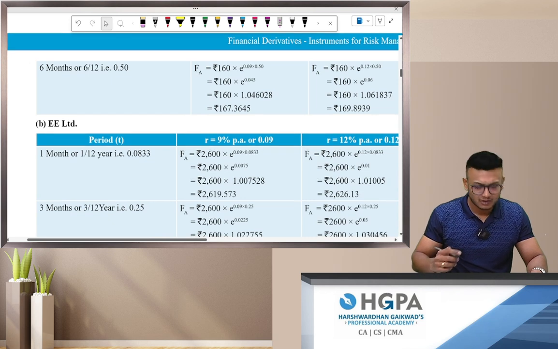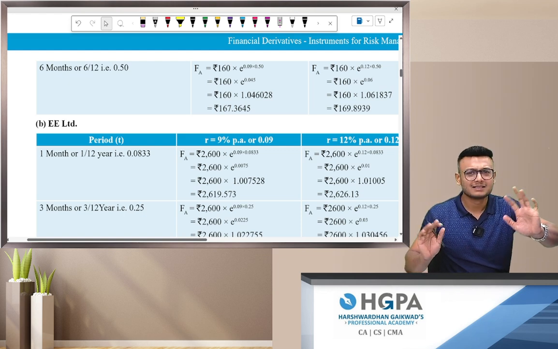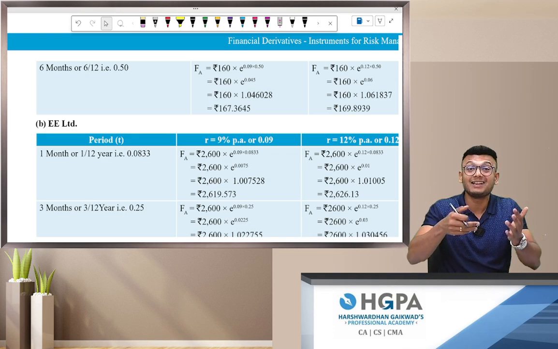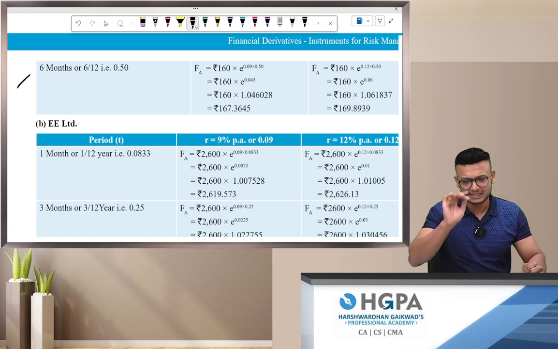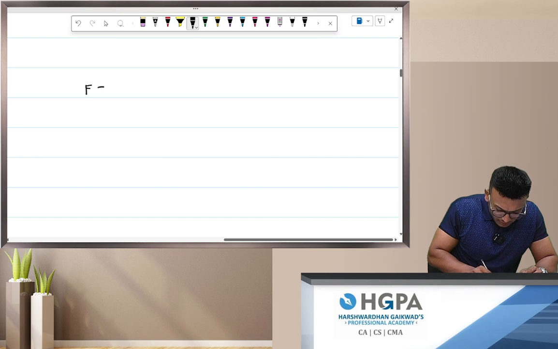What we are doing is DD Limited. We'll do one, the rest you do for homework. There is no need to do everything. Just do one company so that you understand, because the main questions come after this question. We'll do this also, for 6 months. How will you do it? Very simple. F is equal to spot into e raised to RT.